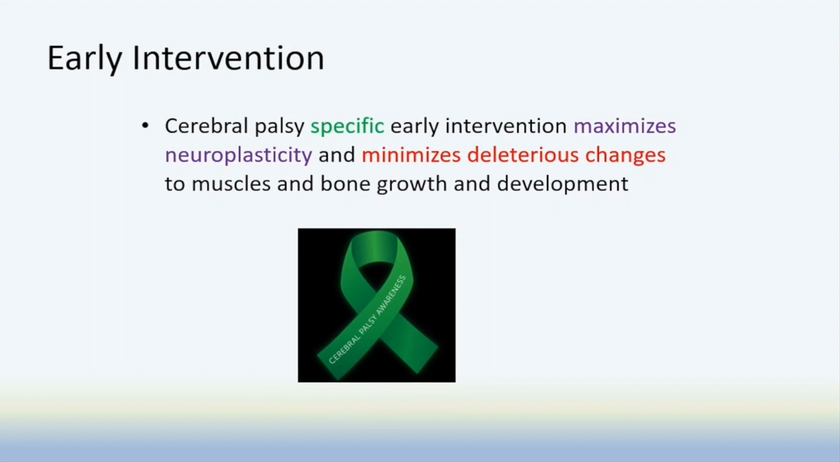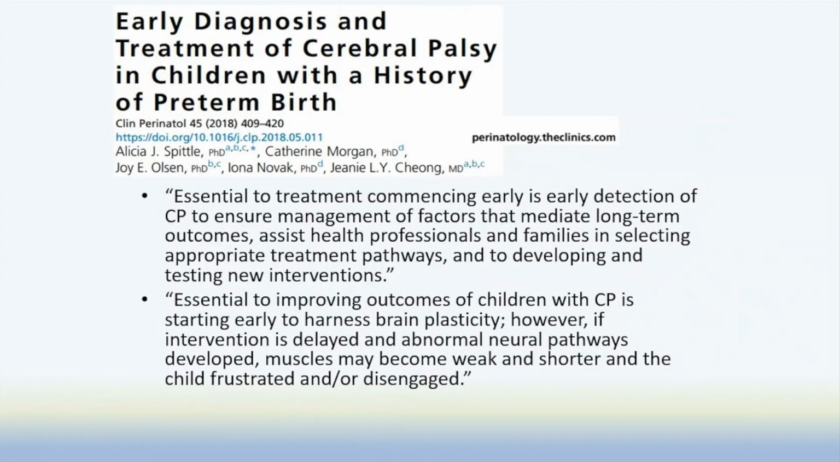So I want to take a look at some of the early intervention literature. Unfortunately, it's not as strong as we'd hope, but understanding what we have out there will be helpful. Looking at diagnosis of children with preterm births, these authors note that essential to treatment is the early detection of cerebral palsy to help ensure proper management, and essential to improving outcomes is harnessing that brain plasticity. So they're talking about it in the literature.